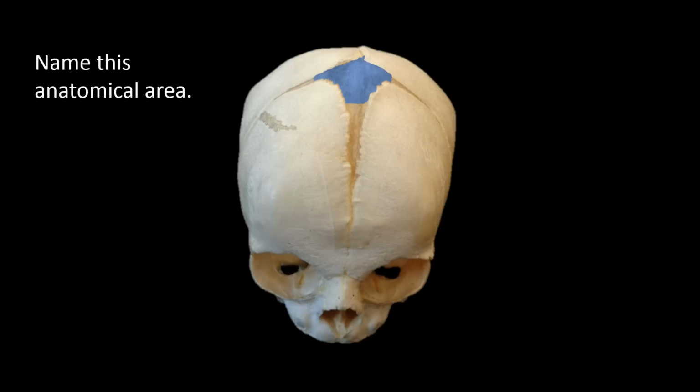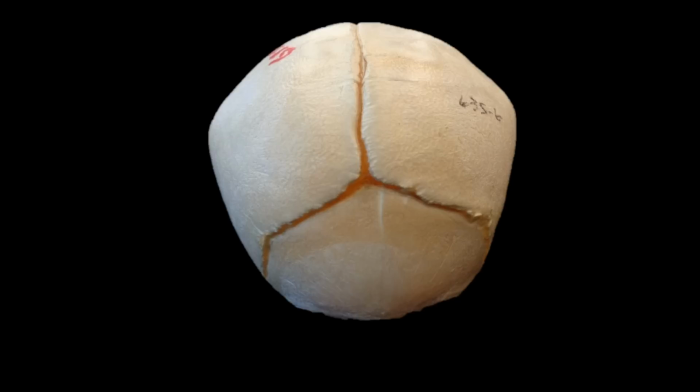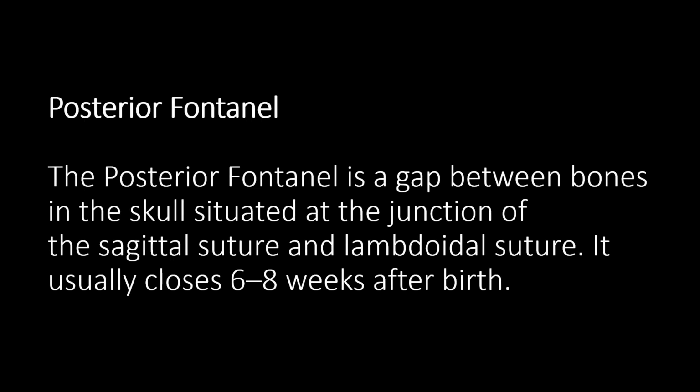Name this anatomical area. Anterior fontanel. The anterior fontanel is the largest of the fontanelles and is placed at the junction of the sagittal suture, coronal suture, and frontal suture. Name this anatomical area. Posterior fontanel. The posterior fontanel is a gap between bones in the skull situated at the junction of the sagittal suture and lambdoidal suture. It usually closes 6 to 8 weeks after birth.